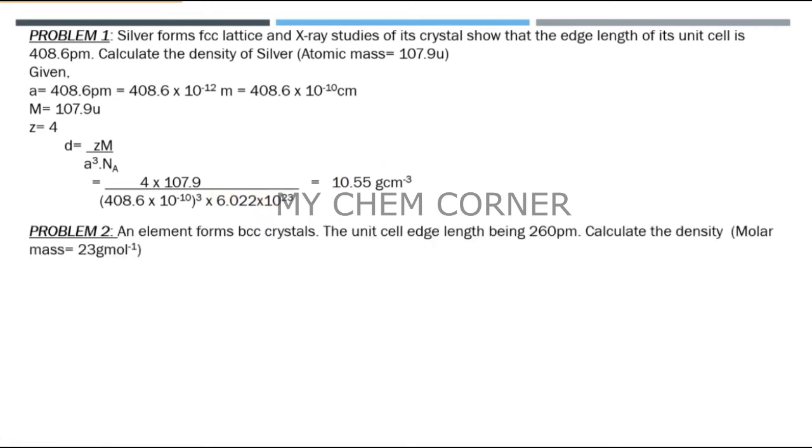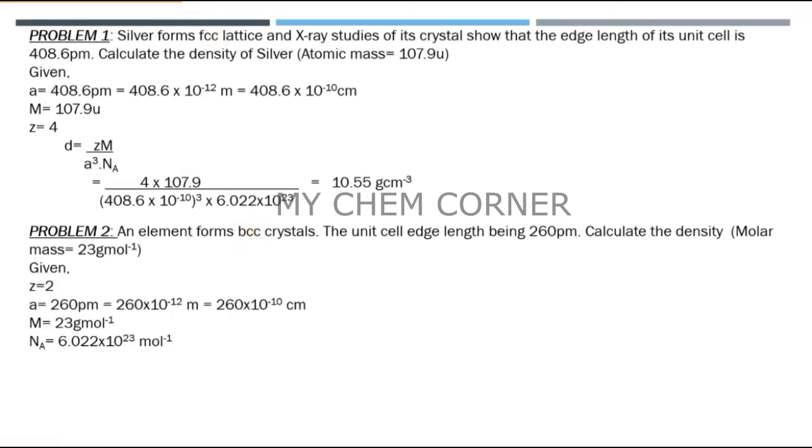Now the next question is problem number 2. An element forms a BCC crystal. The unit cell edge length is 260 picometer. Calculate the density when the molar mass of the element is 23 gram per mole. Similar type of a question, but instead of having it as FCC, we have a BCC crystal here.